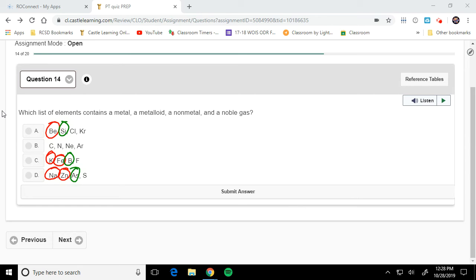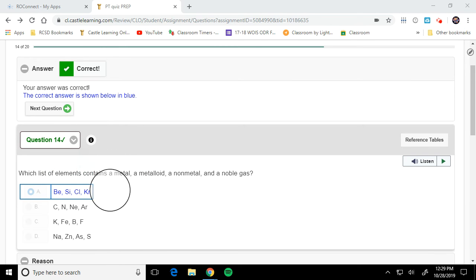And then noble gases in blue. Oh, wait, nope, nonmetals. So chlorine's a nonmetal. Carbon, nitrogen is a nonmetal. Fluorine is a nonmetal. Sulfur is a nonmetal. Then in black would be my group 18. Oh, there we go. So which one has one of each? Answer A.